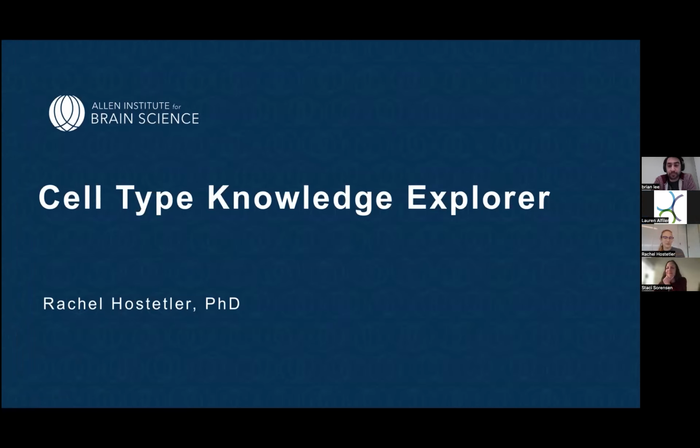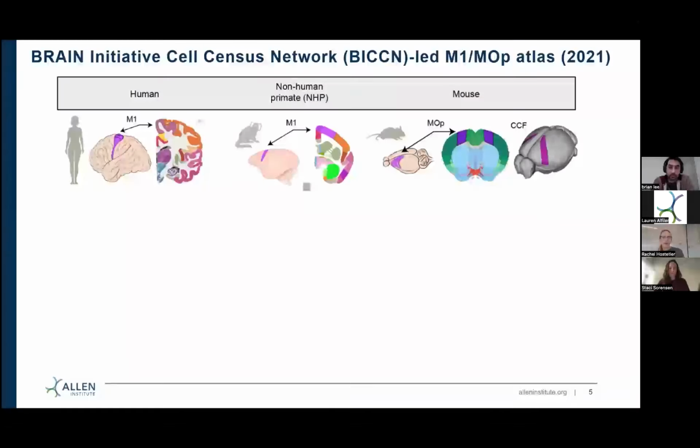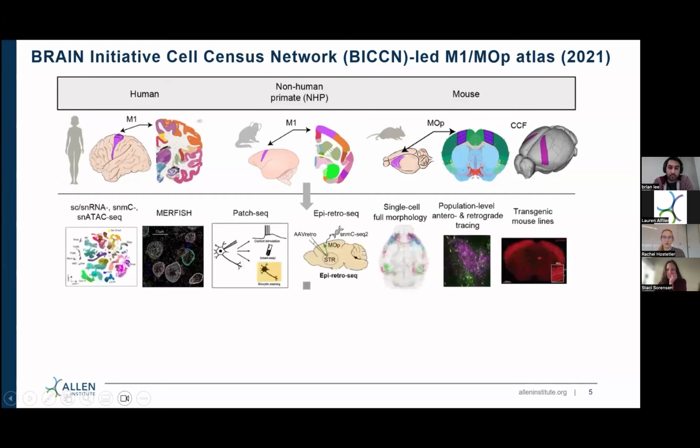Today, I'm going to give a brief introduction to the Cell Type Knowledge Explorer. The Cell Type Knowledge Explorer is a tool that is used to access multimodal data from a mini atlas of the primary motor cortex. And all of these data came from a project that was led through the BICCN, which is the Brain Initiative Cell Census Network. And this was published in a series of 17 papers in 2021.